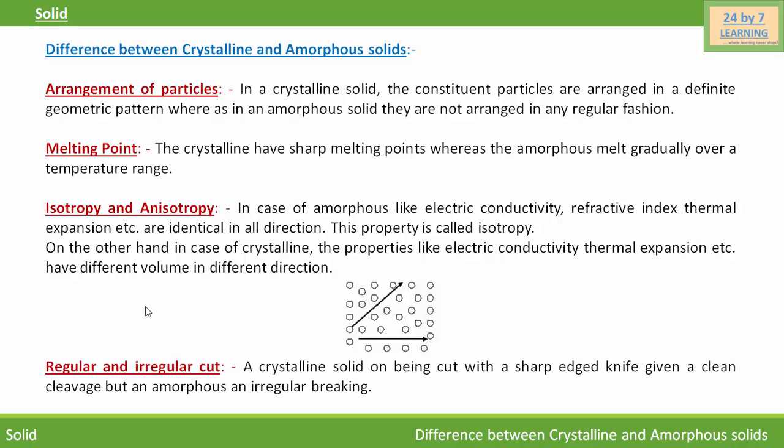Next, regular and irregular cut. A crystalline solid on being cut with a sharp-edged knife gives a clean cleavage due to the regular arrangement of its constituent particles, but an amorphous solid gives an irregular breaking due to the irregular arrangement of its constituent particles.